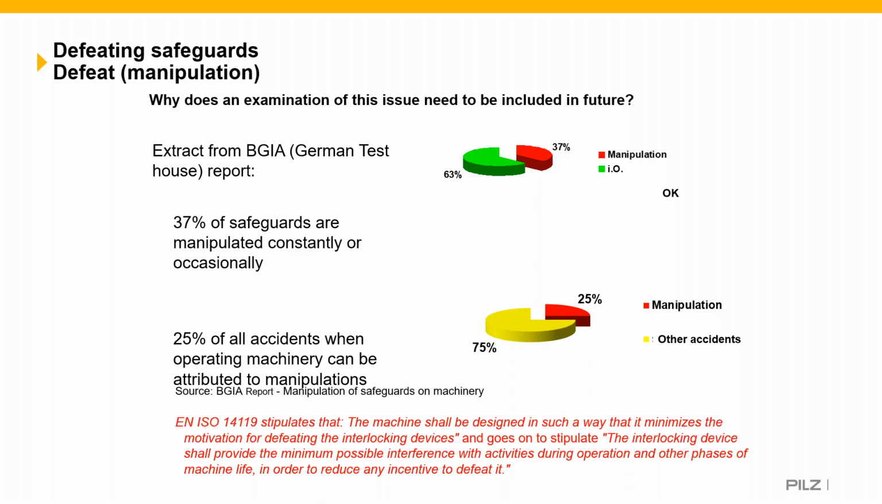And why is this important? Well, a report was carried out by a German test house, and its findings were that 37% of safeguards are manipulated constantly or occasionally, and that 25% of all accidents when operating machinery can be attributed to manipulation. So a quarter of all machinery operated accidents were caused by manipulation.